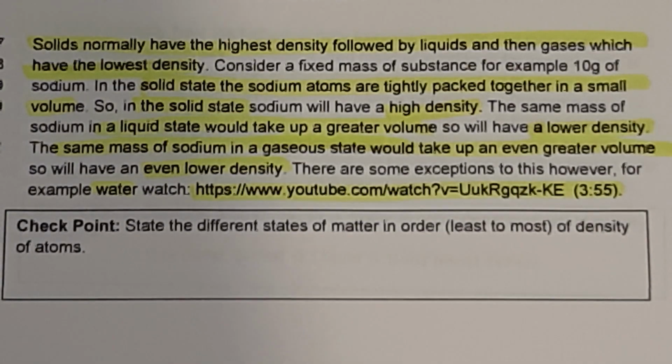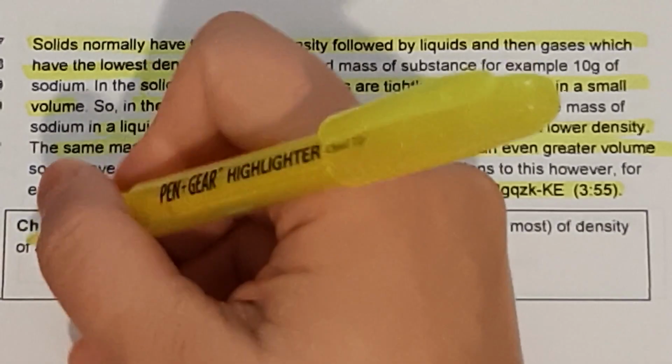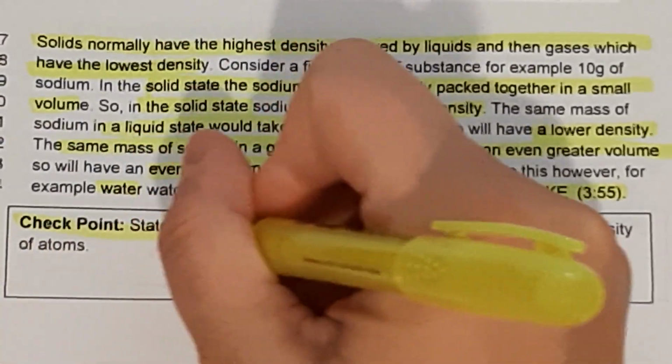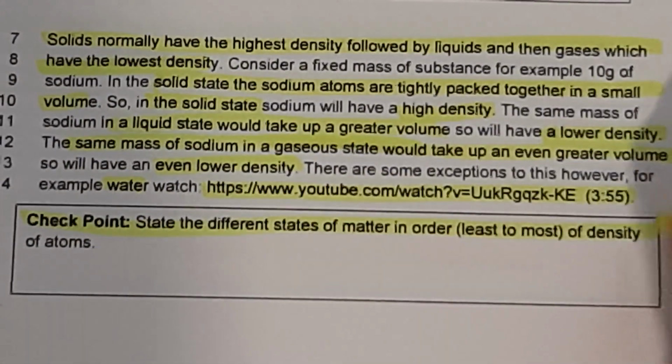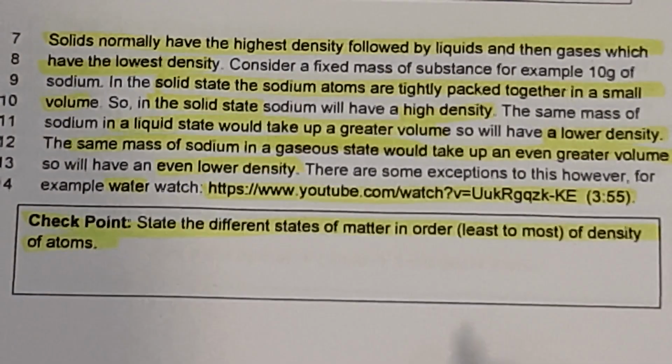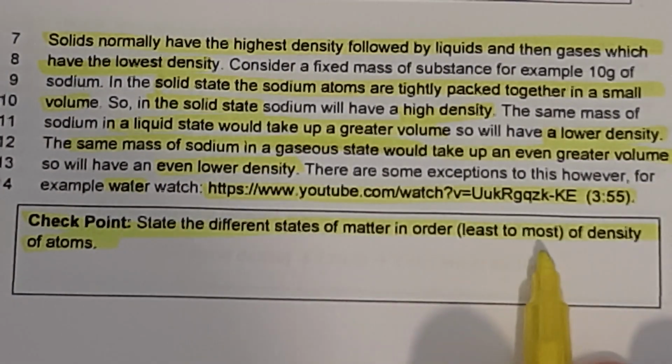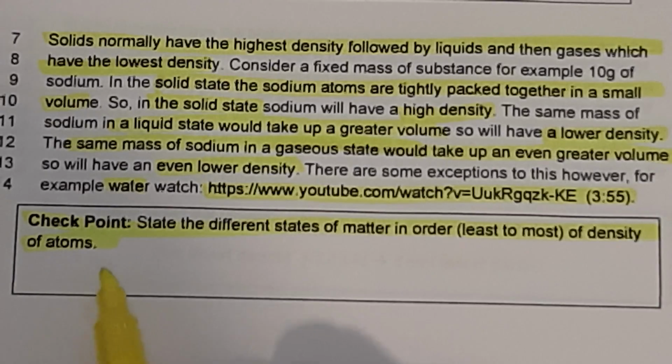Welcome back. So this section's checkpoint: state the different states of matter in order from least dense to most dense in terms of the density of atoms. So in order from least dense to most dense. Pause the video whilst you answer that checkpoint question, please.